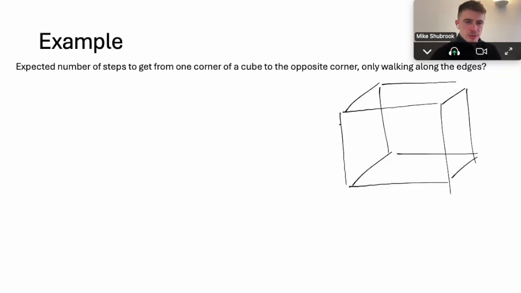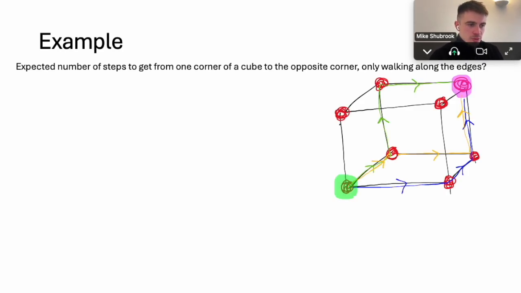So now let's look at an example that might not obviously be a Markov chain problem, which is, imagine that we are stood on the corner of a cube and we can only walk along the edges of the cube, and we want to know how long, or how many steps, it will take us on average to reach the opposite corner of the cube. So here are the corners of the cube. These are some possible paths that we could take from this green corner here to try and get to this purple corner here.